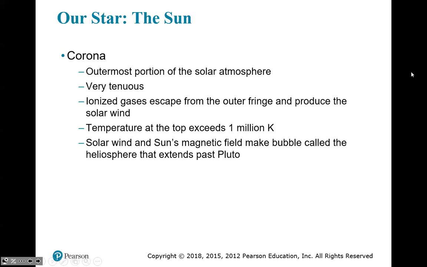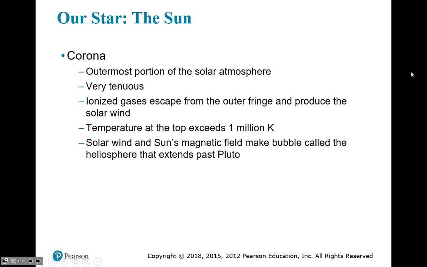So the northern lights are caused by those particles being redirected by Earth's magnetic field and hitting the atmosphere and exciting the atmosphere. The temperature at the top of the corona actually exceeds 100 million Kelvin, because the corona and the chromosphere are both heated by the magnetic field of the sun, so they get very hot.